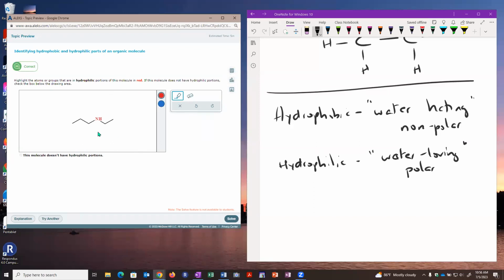And there we go. If instead this had asked me to identify hydrophobic, well, then the CH2s here and the CH3s, these would be hydrophobic portions, because anything with carbons and H's would be hydrophobic, right? So we'd have hydrophobic regions on the outside, the left side, the right side. The hydrophilic portion is where the nitrogen is.